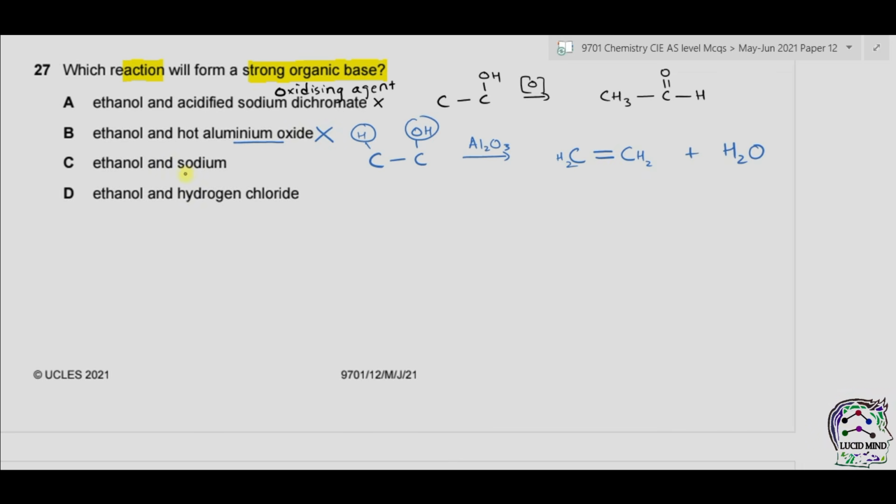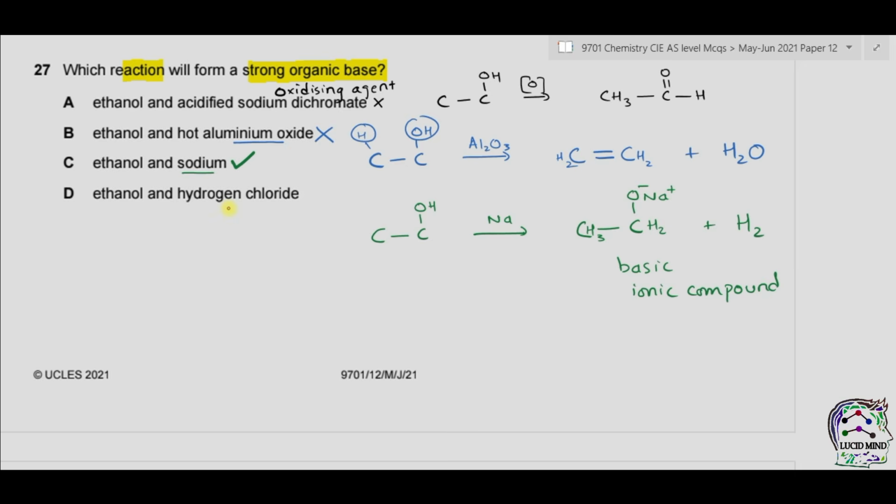Part C is ethanol and sodium. Sodium is a metal. It can react with alcohol to form alkoxide along with hydrogen gas. The product formed will be O negative, Na positive. This is sodium ethoxide along with hydrogen gas. Now this product is a basic ionic compound, where ethoxide is a strong base, so part C could be correct.